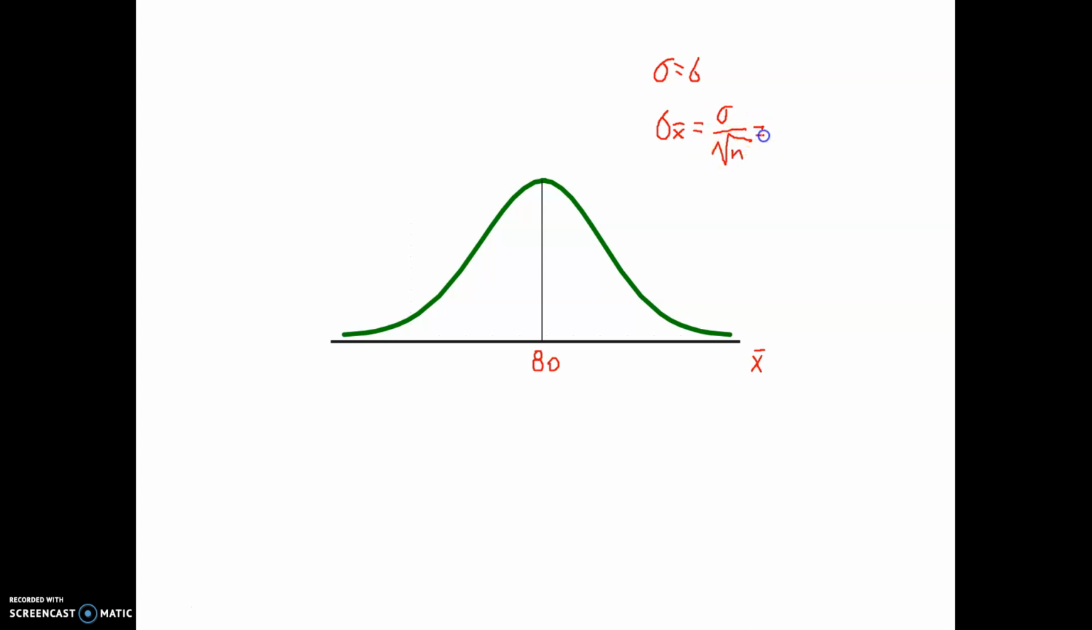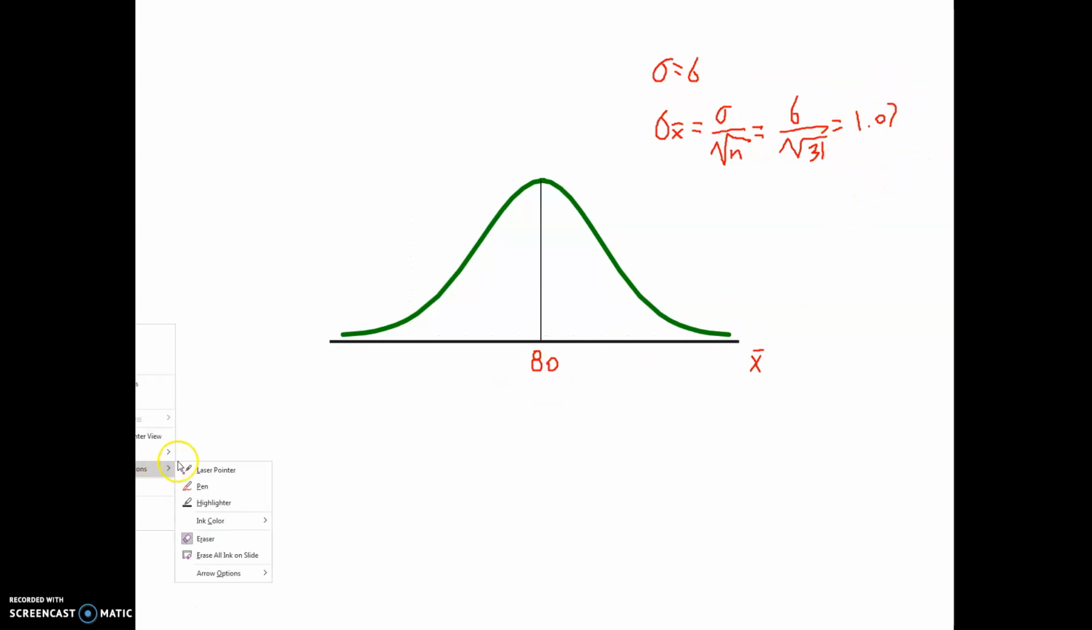Okay? And that means we're going to have 6 divided by the square root of our sample size, which is 31 from the question, right? 31 girls were selected. Now, if you do the calculation, you should get 1.07. So let's put that here, 1.07. So now we have not only the mean of our sample means, but we have the standard error of our sample mean.